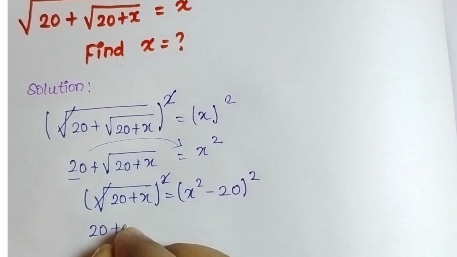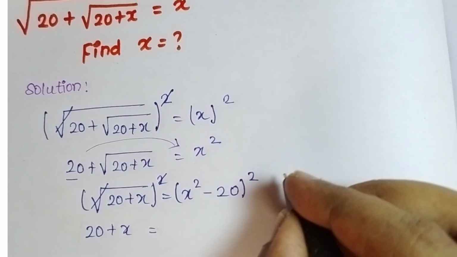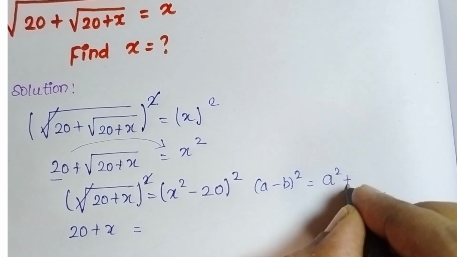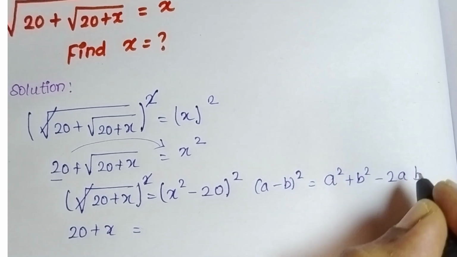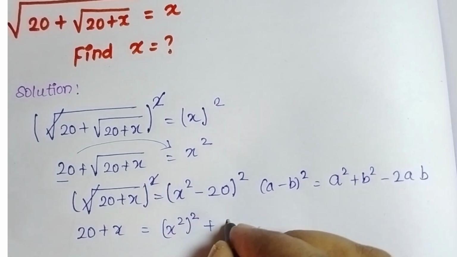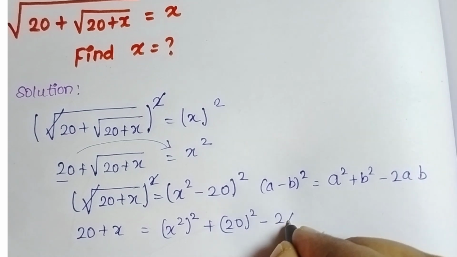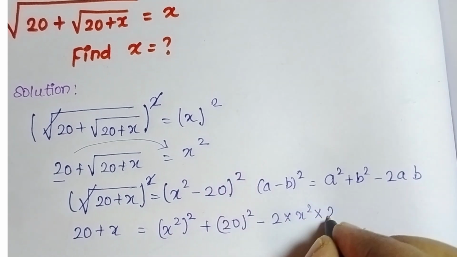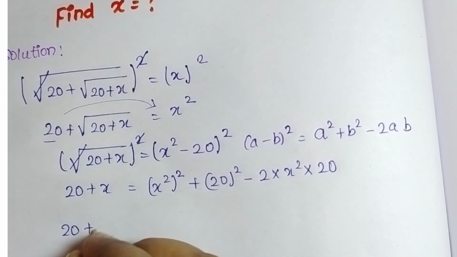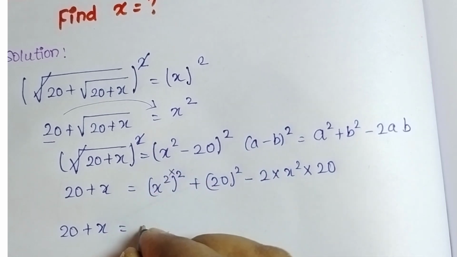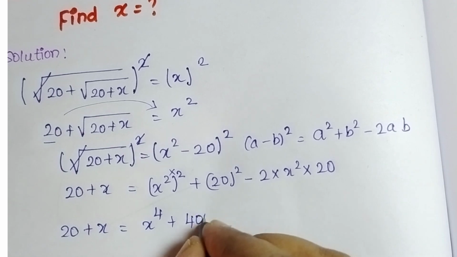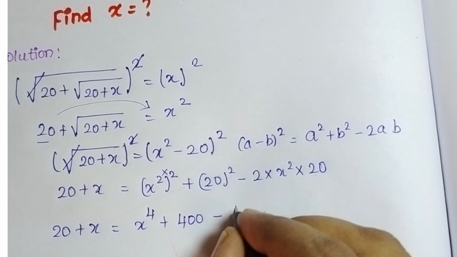Therefore 20 plus x is equal to, this is in the format of (a minus b) the whole square. The formula for this is a square plus b square minus 2ab. So just apply this formula here. Therefore (x square) the whole square plus 20 the whole square minus 2 into x square into 20. Now I am going to simplify this equation. For 20 plus x, which is equal to, therefore x power 2 into 2 is 4, plus 20 square is 400, minus 2 into 20 is 40 x square.